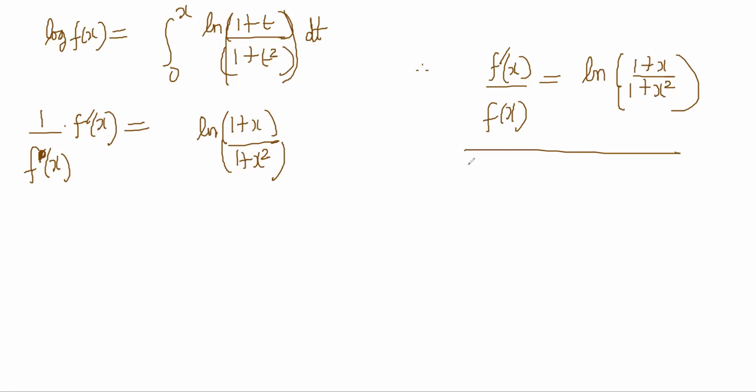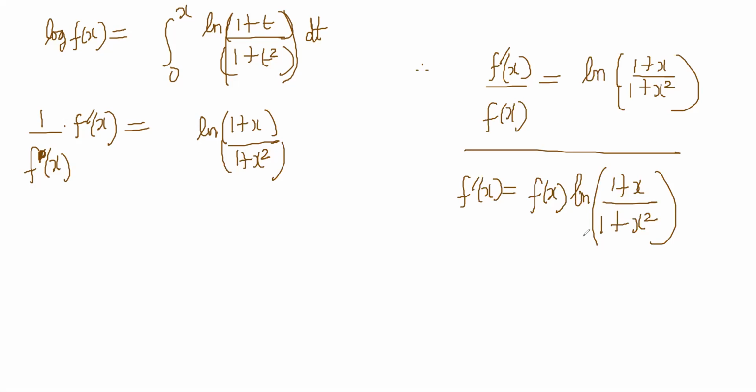So now you can start checking options. You can say f'(x) is equal to f(x) times ln(1 + x) by (1 + x²), and the log will give a positive answer here. The options have f'(x) by f(x) also, so you can just put it like that. f(x) greater than 0 is obvious, the area under the curve of ln(1 + t) by (1 + t²).